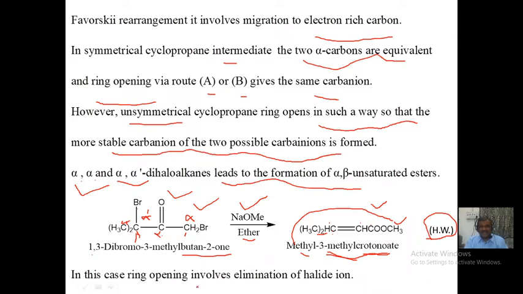In this case, ring opening involves elimination of halide ions, right? Both these halide ions are going to be lost, and this is your hint, friend, also. Okay, I'll show you in the homework slide, friend.